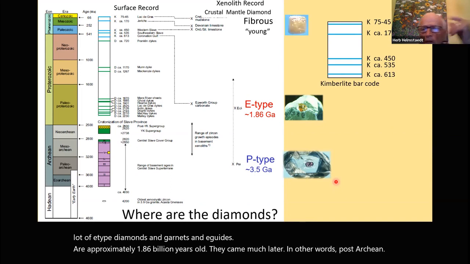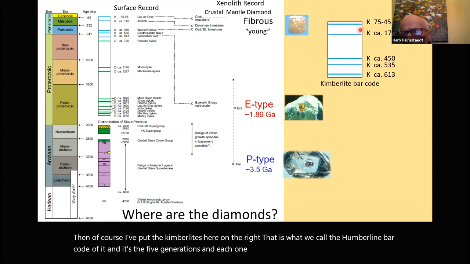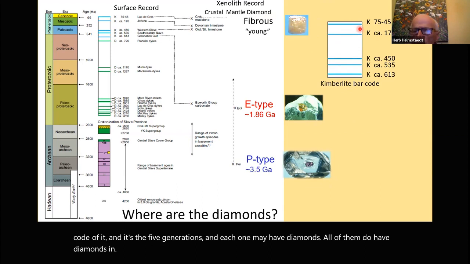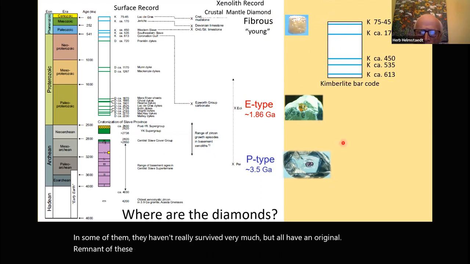Then, of course, I've put the kimberlites here on the right. That is what we call the kimberlite barcode. It's the 5 generations. And each one may have diamonds. All of them do have diamonds, and in some of them they haven't really survived very much, but all have an original remnant of these harzburgitic diamonds.